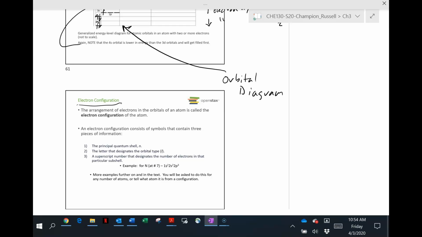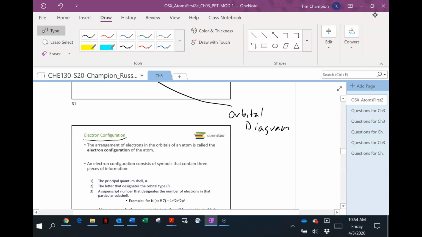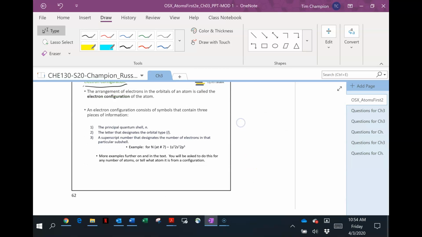So in an electron configuration, you have an example down here. Oh, this is a good one for colors. Let's do colors. Green: the part that is green here, the 1, the 2, and the 2, that's our principal quantum number. And then in blue, the S and P tell us the orbital type. And then with red here, where you've got these numbers up here as superscripts, that is the number of electrons in that subshell.